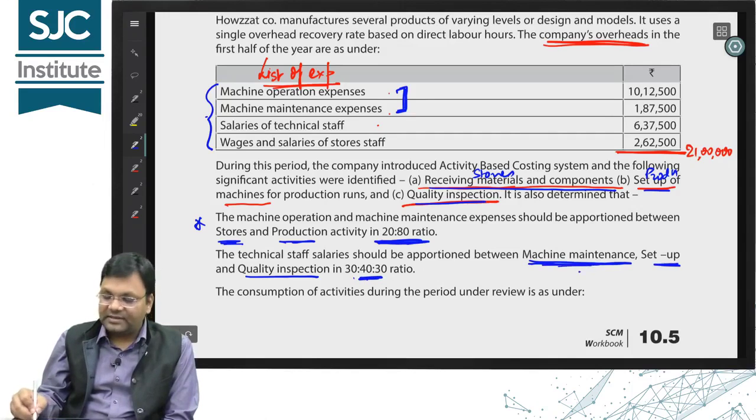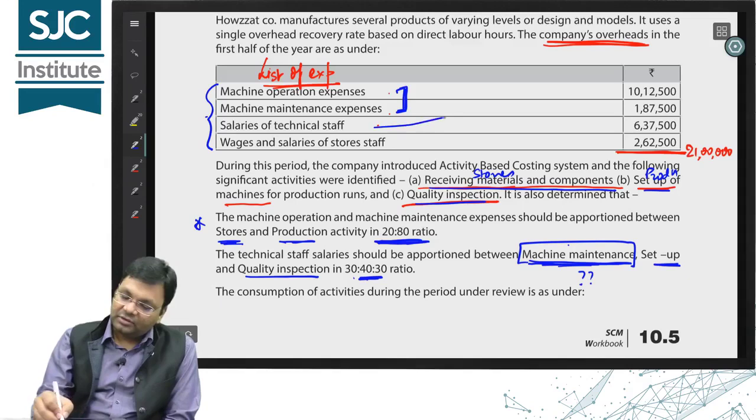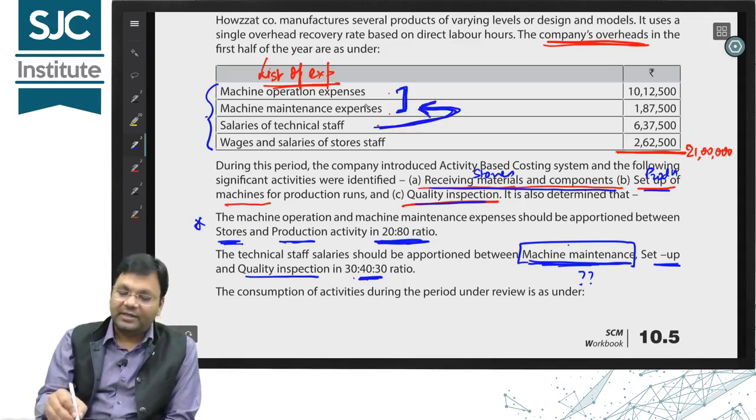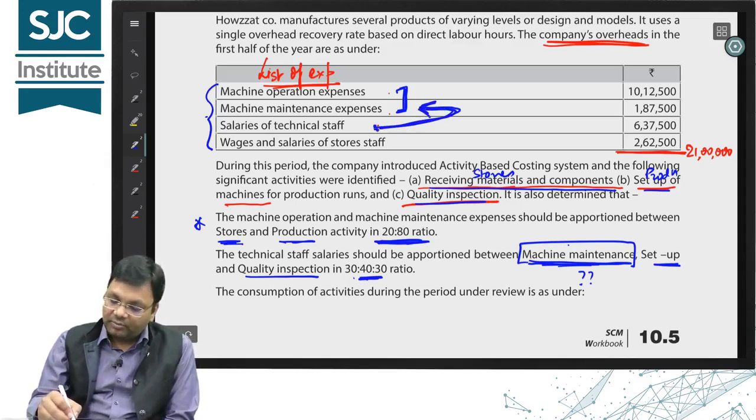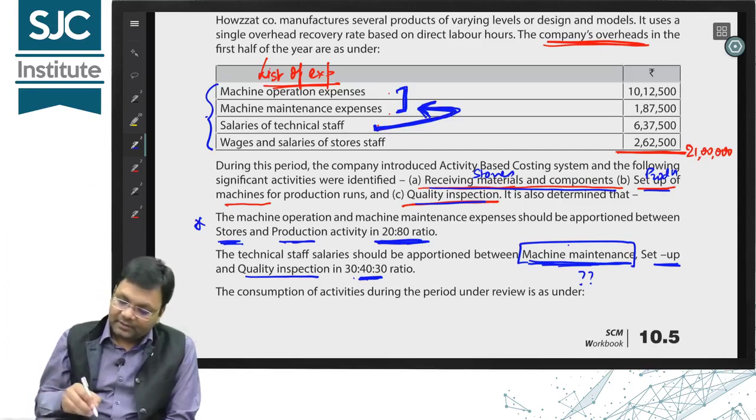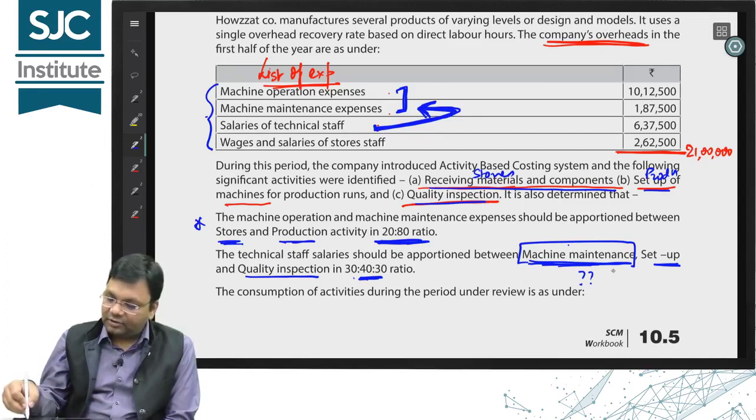Now machine maintenance is which activity? There is no activity as such for machine maintenance. Don't consider it as setup again. Machine maintenance means here that this cost needs to be apportioned here first. Machine maintenance is another item of expense which is already given in the list. So you have to apportion some of this portion here. Okay, so technical staff cost will be apportioned to machine maintenance, setup and quality inspection.